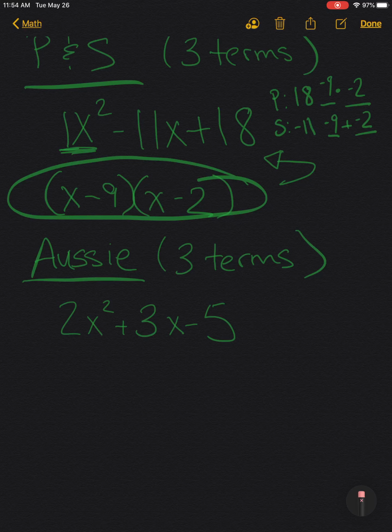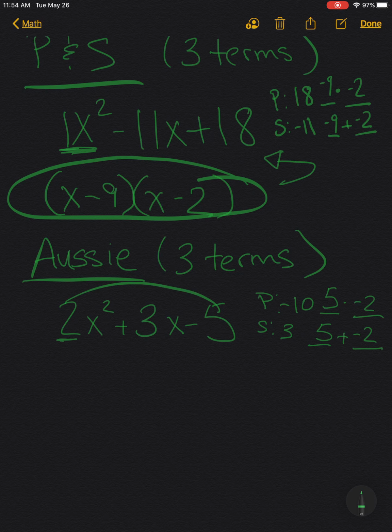Okay? So now once you've established that this is the Australian method, you take this number and you multiply it to the last number, and that's your product. So negative 10. Sum is still the middle number. And still going about this the same way. So you're trying to figure out what two numbers multiply to be negative 10, and when you add them, add to be 3. That would be positive 5 and negative 2, right? Because 5 times negative 2 is negative 10, and when you add them, it adds to 3.